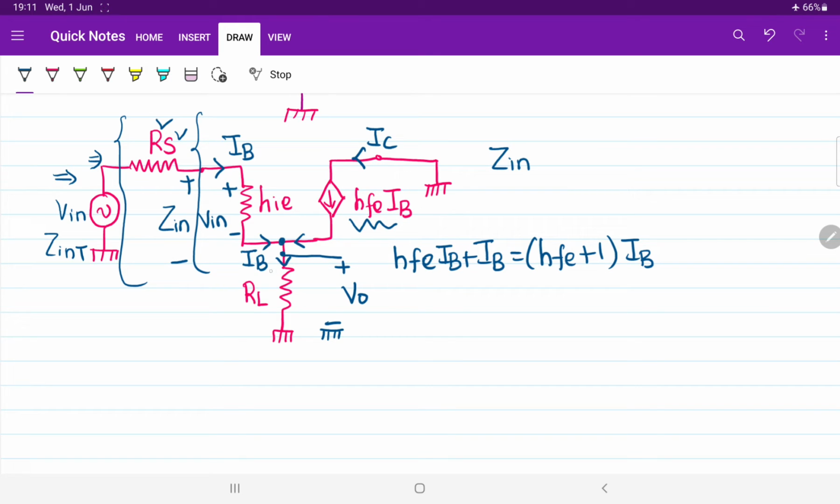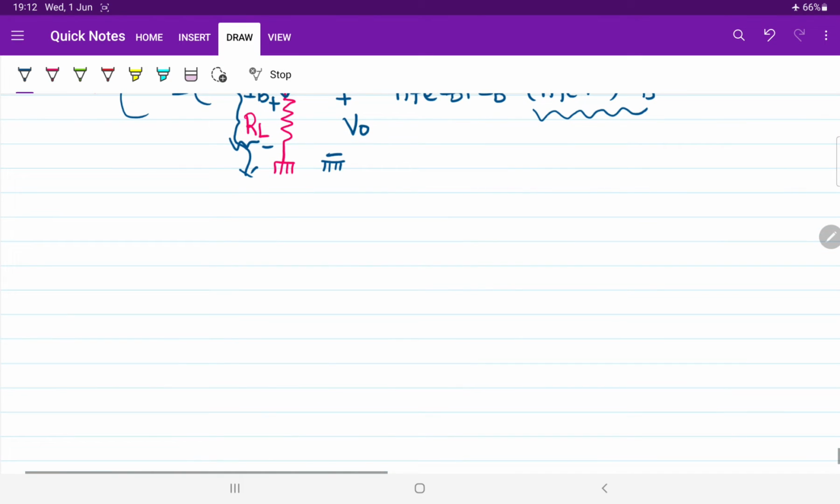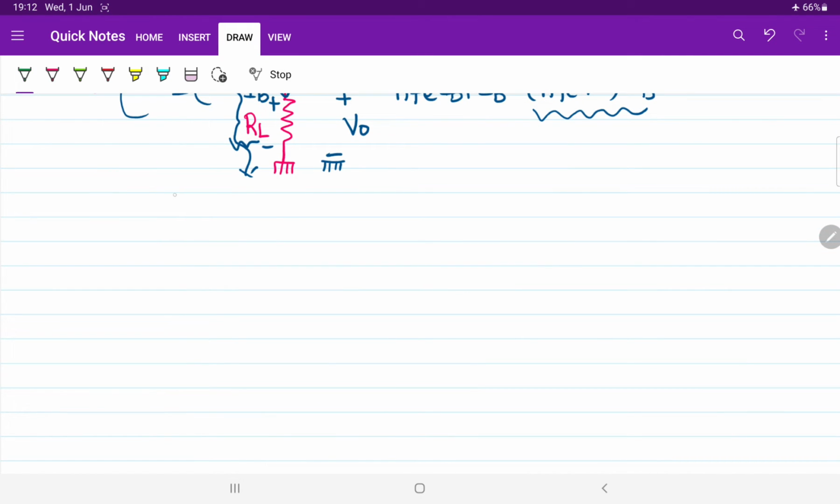Now for the emitter terminal, current entering point plus, leaving point minus. The load resistance is given across the emitter terminal, that is RL. Now what is the voltage drop across the load resistance? Voltage drop can be written as current IB into (1 plus HFE) into load resistance RL. Now if you simply apply KVL for this loop, then you will be getting the overall, not total, input impedance, just input impedance. I told you the difference between them.